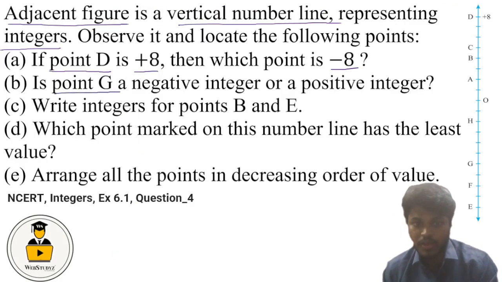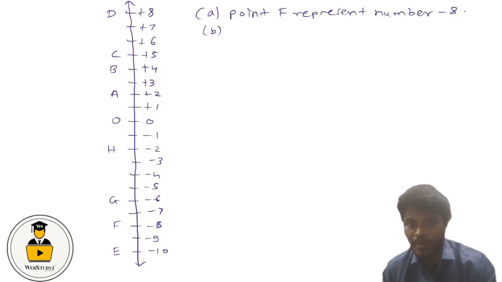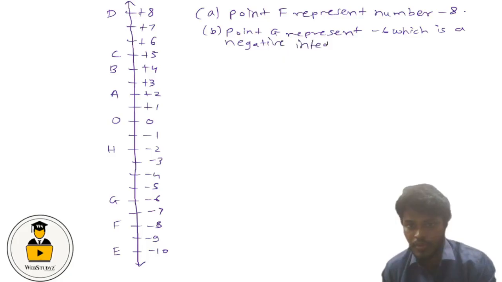Let us consider the second question. Is point G a negative integer or a positive integer? So we have to check whether point G corresponds to a negative or a positive integer. From the number line we can see that point G represents minus 6. So we can write here: point G represents minus 6, which is a negative integer. Therefore we can say that point G represents a negative integer.